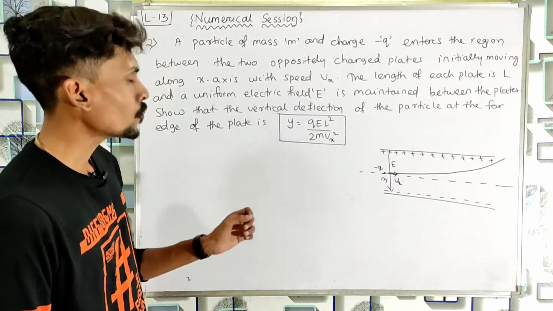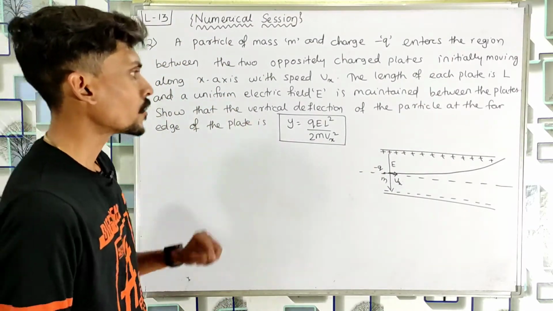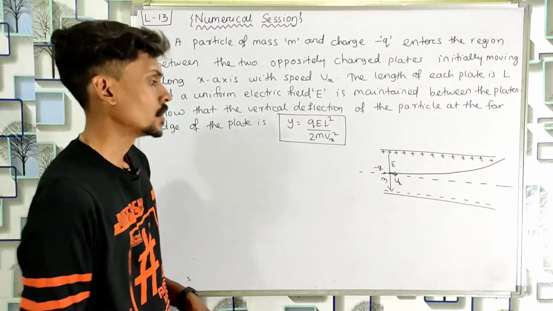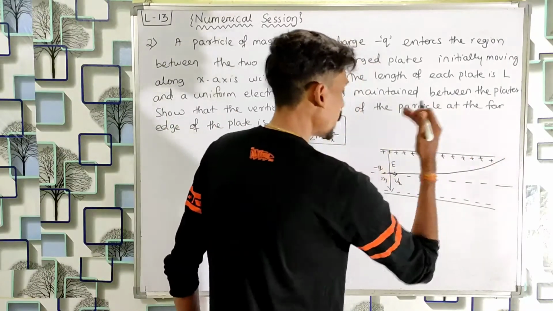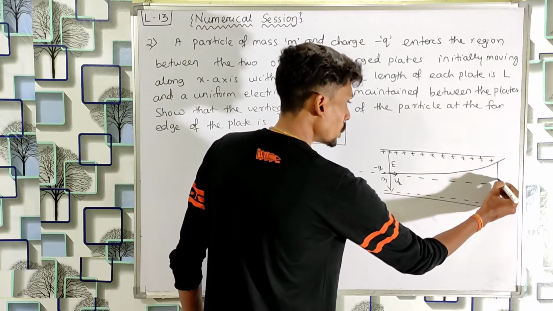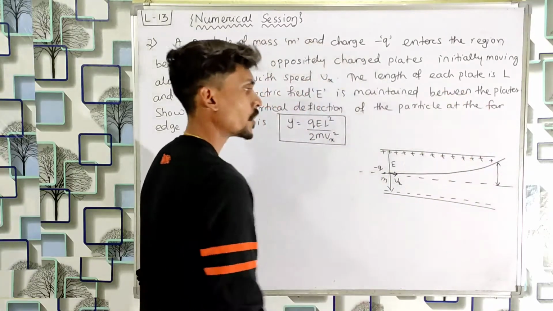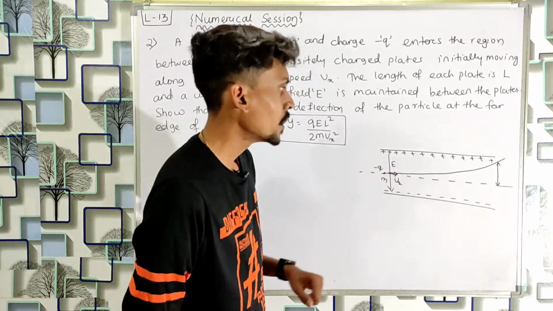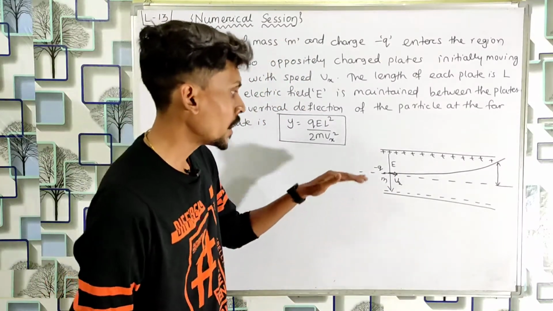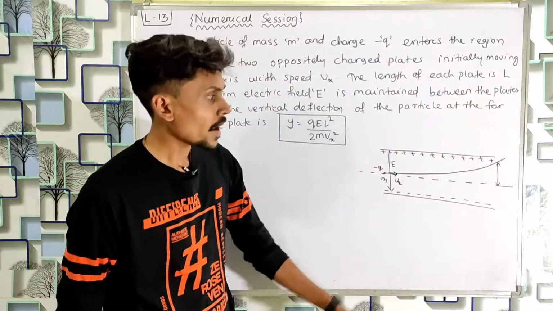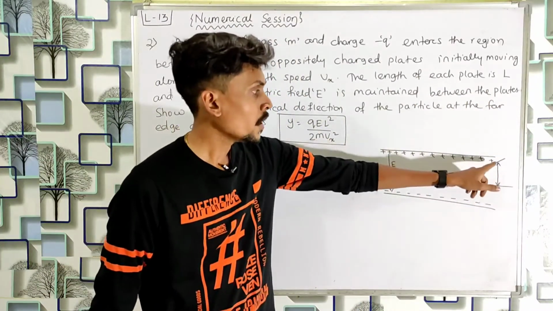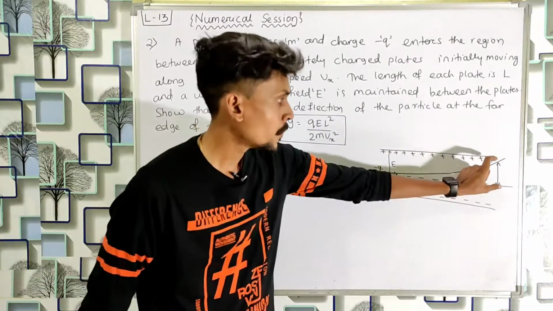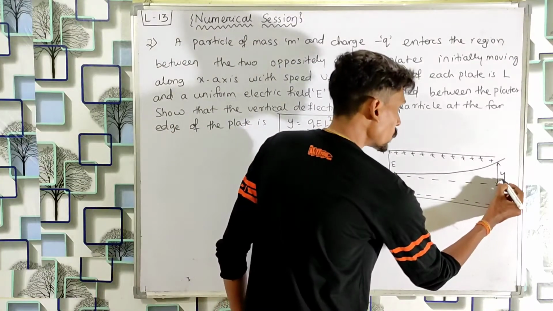So we have to show that the vertical deflection of the particle at the far edge of the plate. This is the entry, this is the exit point. At the far edge of the plate, this is the vertical deflection. Initially the charged particle was moving along this line, but due to the electric force, it describes a path like this. And at the far edge, it will have some height from this reference line. So this is the vertical deflection, and the symbol is y.